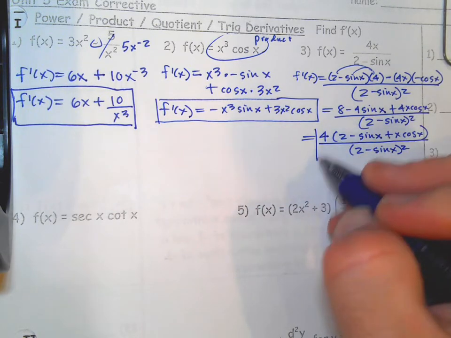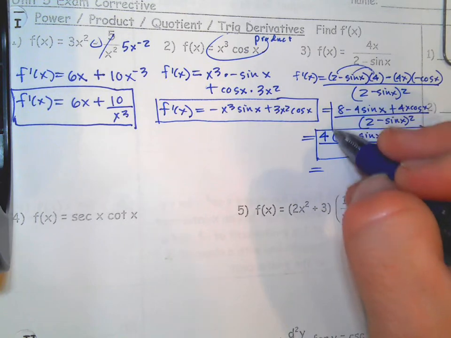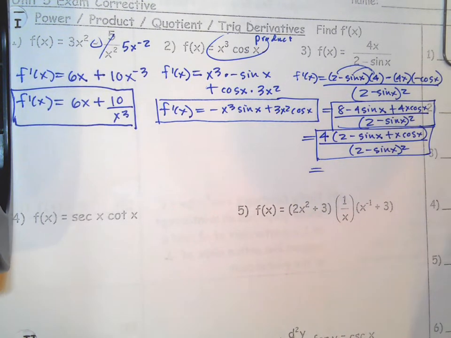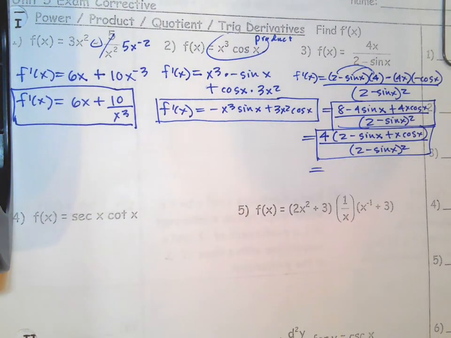So like this, it could be multiplied out. It could just look like that. And there's some other variations you could come up with. But that's quotient rule.